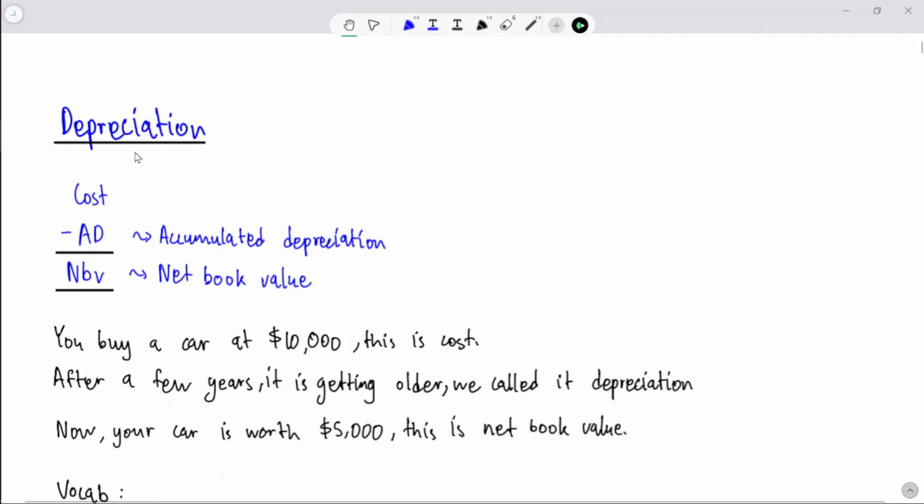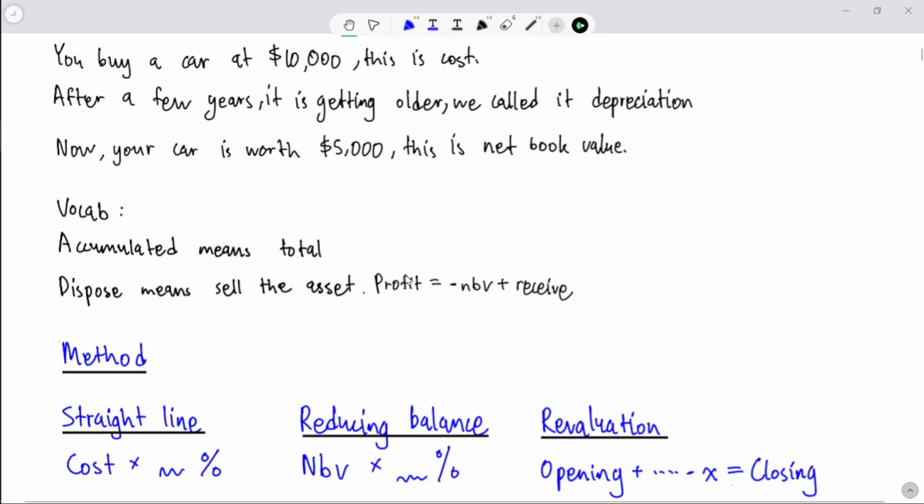Today I will talk about depreciation, and the things I write down in blue color is the thing you need to remember. So the first thing is cost minus AD equal to net book value. Then there are also three methods of depreciation: straight line, reducing balance, and also revaluation.